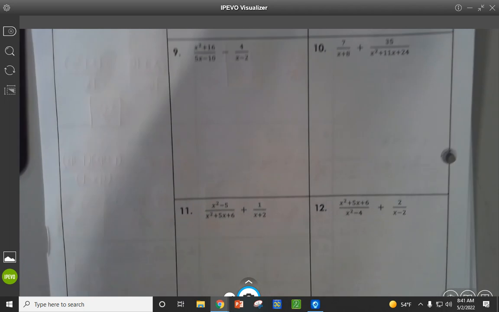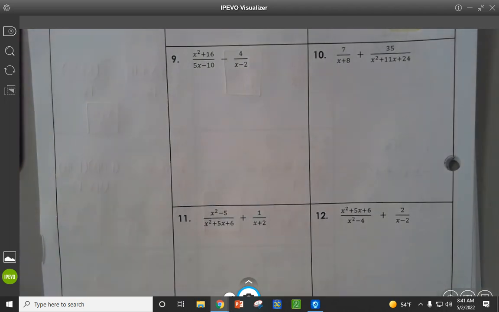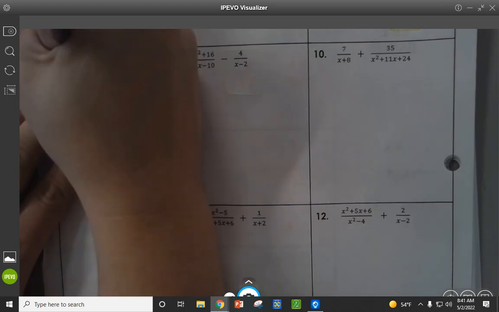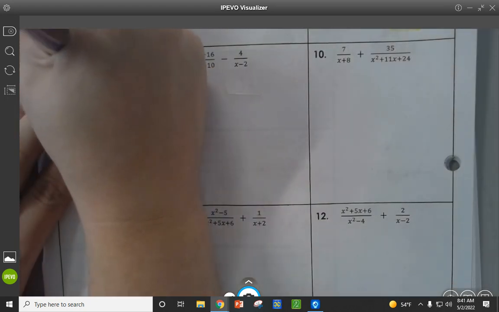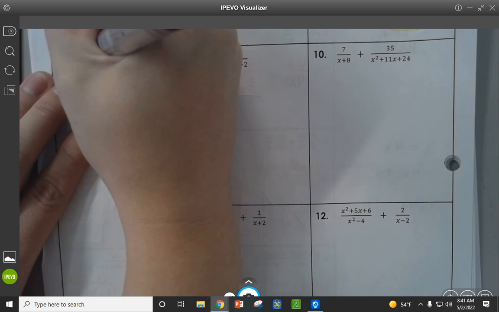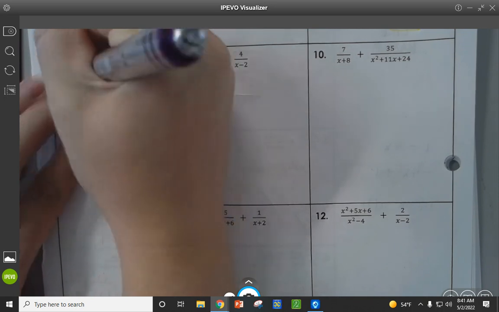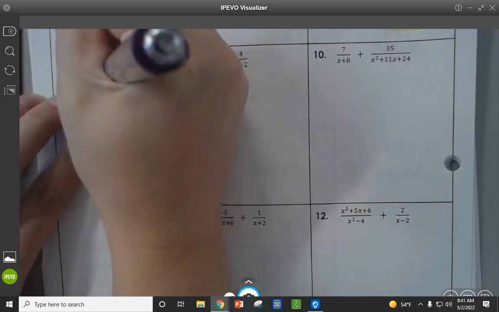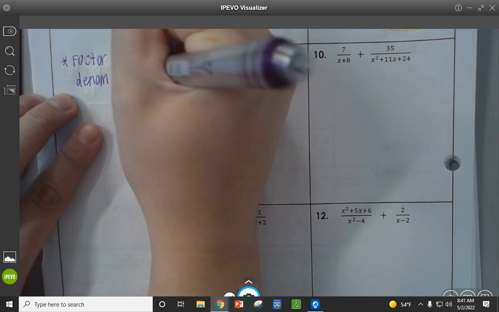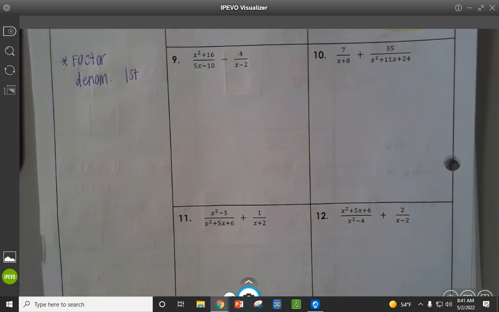Now, we don't just have monomials anymore. It helps if you factor the denominator first. You don't really want to factor the numerator yet because sometimes it won't factor, but go ahead and factor your denominators because that will make it a lot easier to find your like bases.